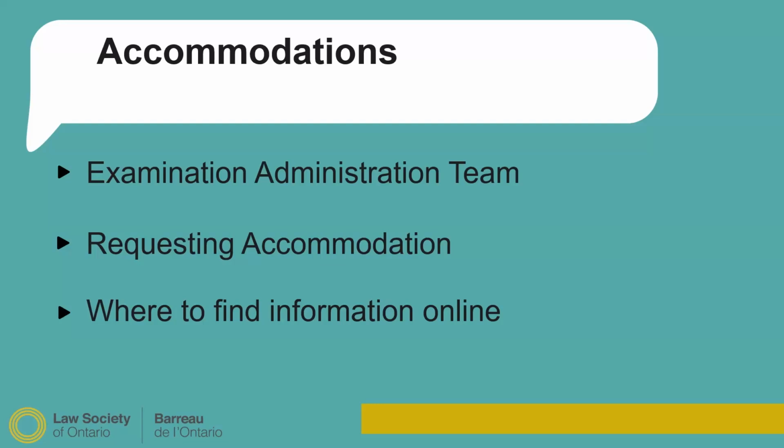If applicable, candidates should also review the supporting medical documents FAQ and checklist. These resources can be accessed on the Law Society's website by navigating to Becoming Licensed and selecting your licensing process. From the lawyer or paralegal licensing landing page, on the left-hand navigation under Resources and Supports, click on Accommodations.